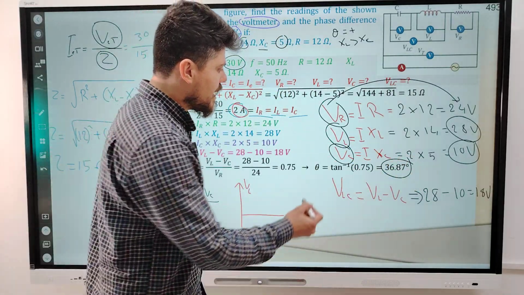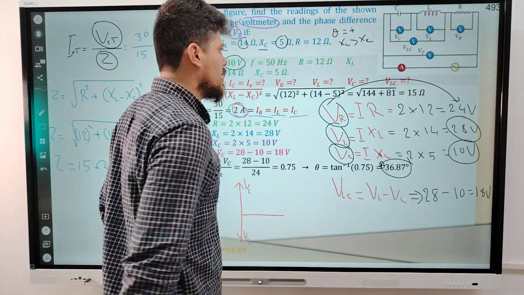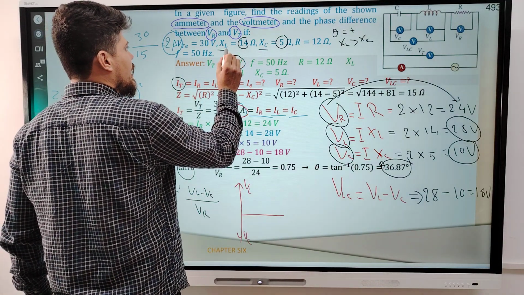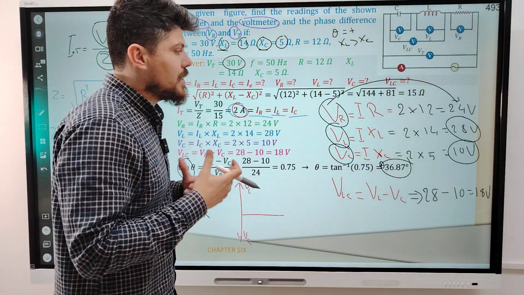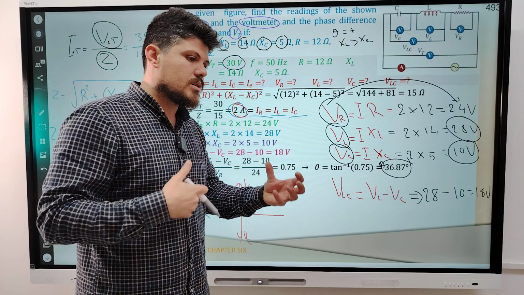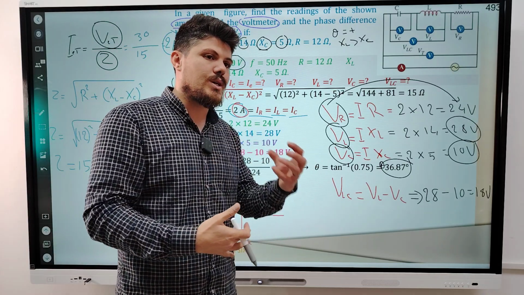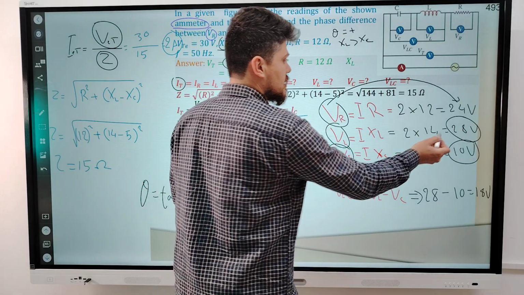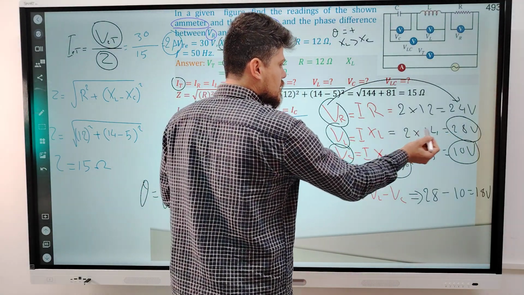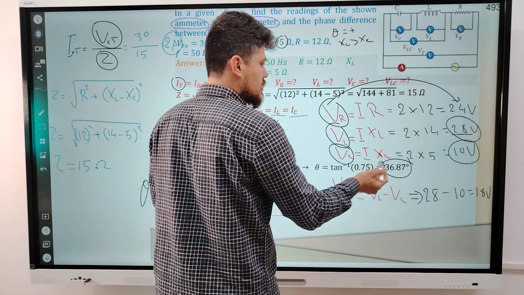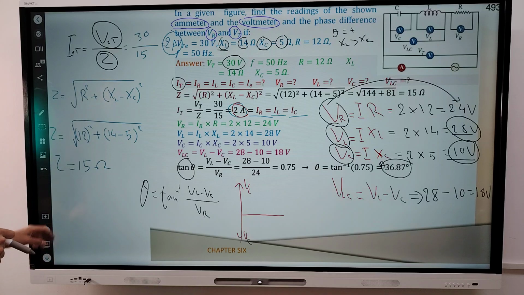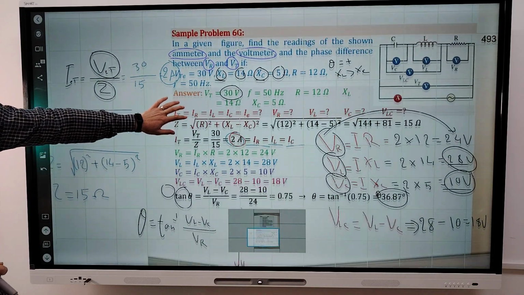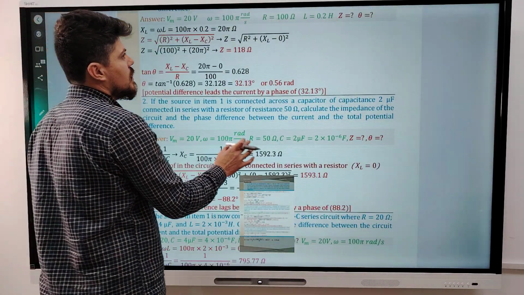Look, the magnitude of theta was given in positive. Why? Because XL is bigger than XC. When XL is bigger than XC, also the potential difference across inductance should be greater than the potential difference across the capacitance. Look, potential difference across inductance 28, but potential difference across capacitance 10. Okay? So it was the sample problem 6G.